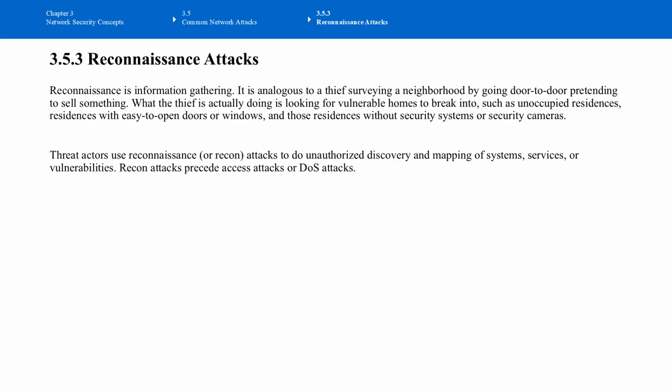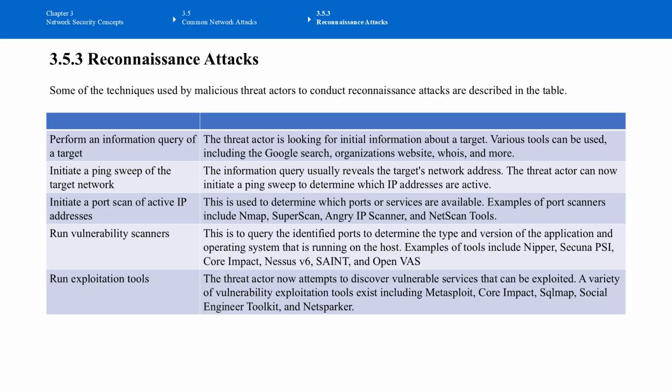The reconnaissance attack is used to discover and map information about a target, such as IP addresses and devices, operating systems, open ports, running services, and potential vulnerabilities. The attacker is usually not attacking the system directly yet. Instead, they are collecting information that can help them plan the next attack. Reconnaissance attacks usually follow a series of steps to learn more about the target and identify weaknesses.